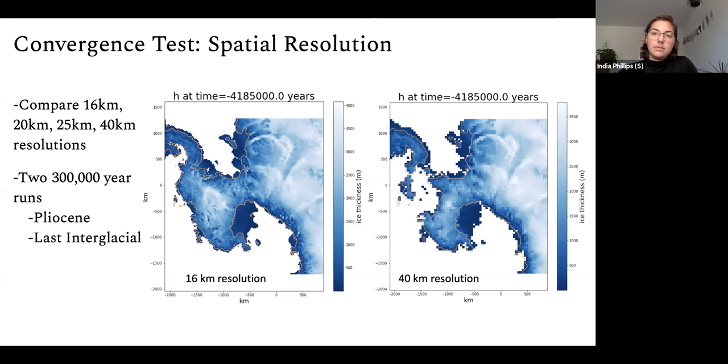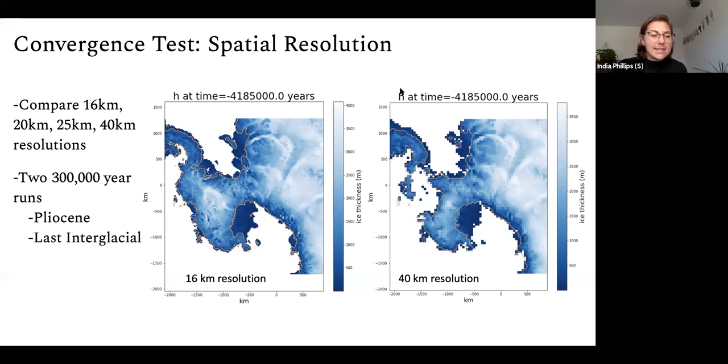So you can see in these two images the difference between what 16 kilometer resolution grid cells look like versus 40 kilometer resolution. You can't really see the grid cells in this left picture, but you can in the 40 kilometer resolution. And so what I did was I compared 4 different resolutions on 2 different 300,000 year runs, one during the Pliocene and one that covers the last interglacial.